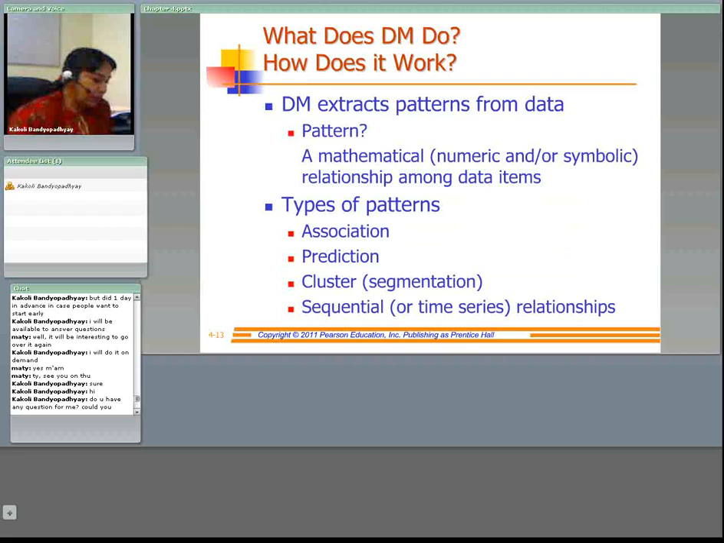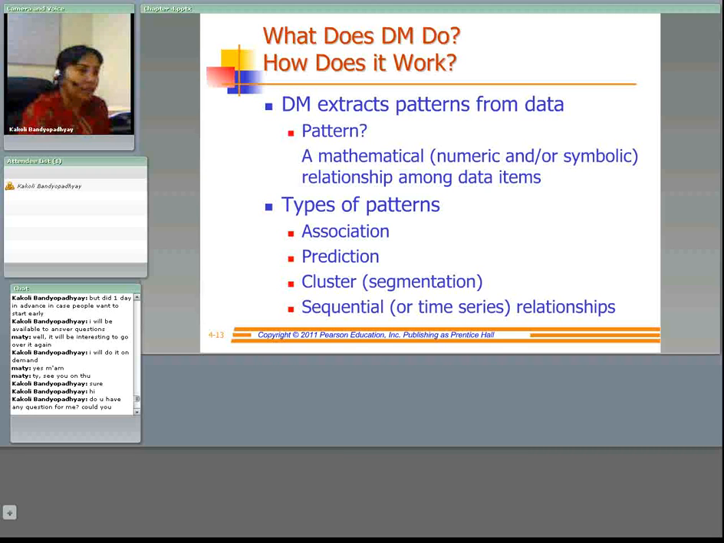Which is association, sequencing, classification, and I think this prediction here is similar to classification. One is association, one is prediction, which I call classification, sequencing or sequential relationship, clustering, and also you can add forecasting. Now I will explain each of these with examples.